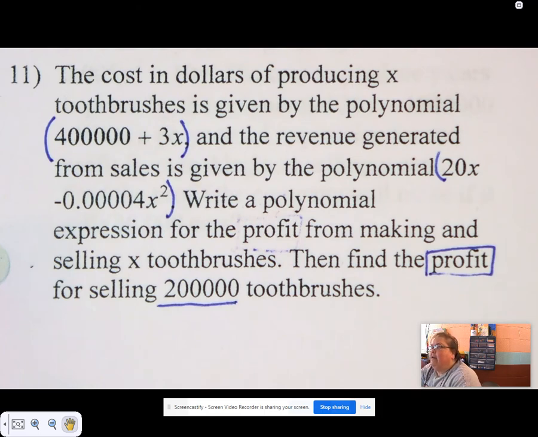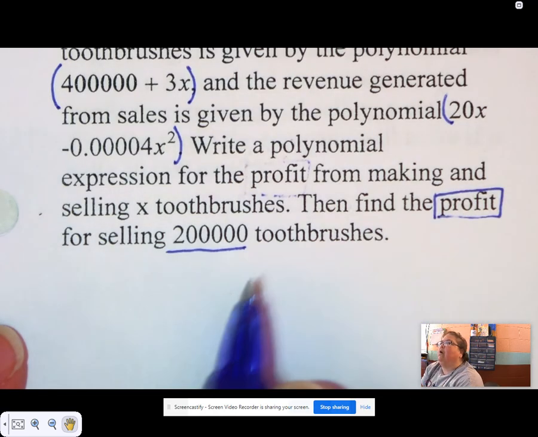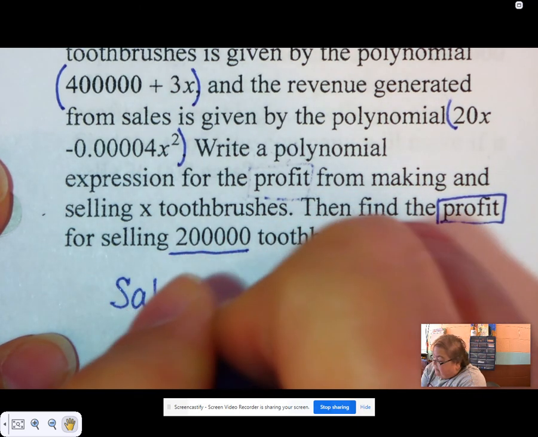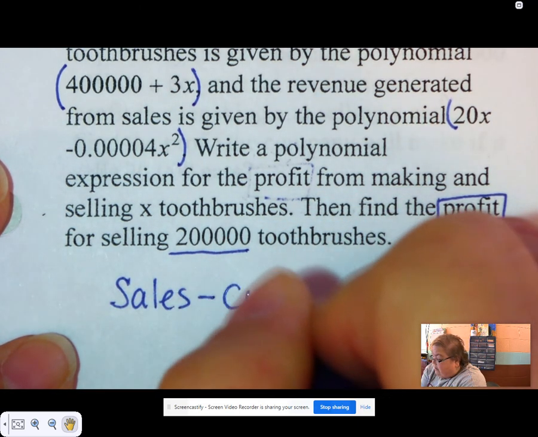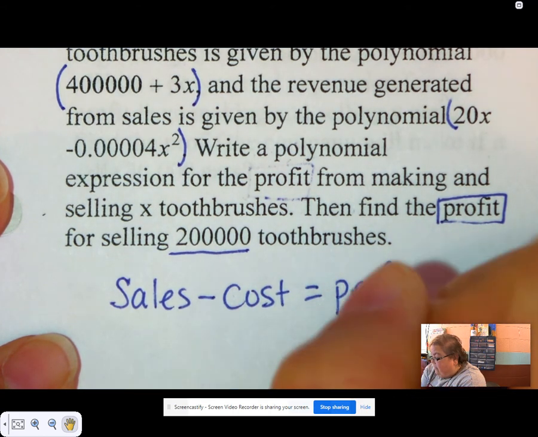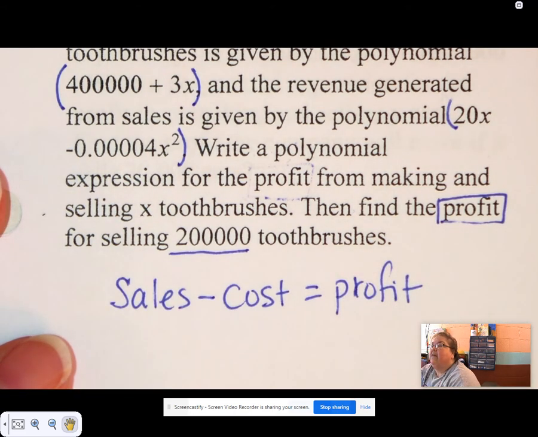When I add, it doesn't matter what order I add things in, right? 3 plus 4 is 7, 4 plus 3 is 7, doesn't matter. But when I subtract, the answers are different, right? 4 minus 3 is 1, 3 minus 4 is negative 1. So they have to be in the correct order. Here is how profit works. It is sales, write this down, minus cost equals profit. That is always how it's written.